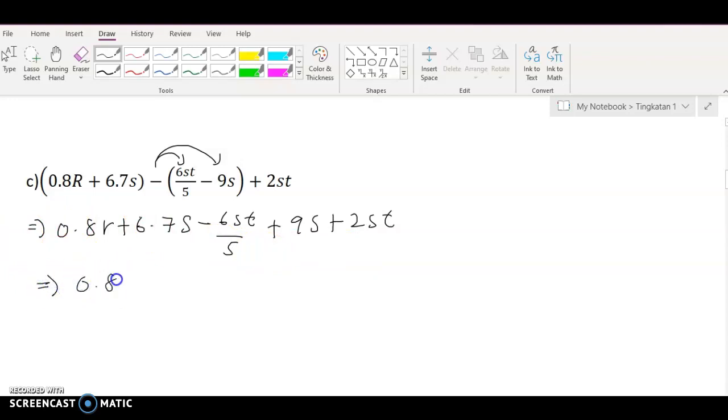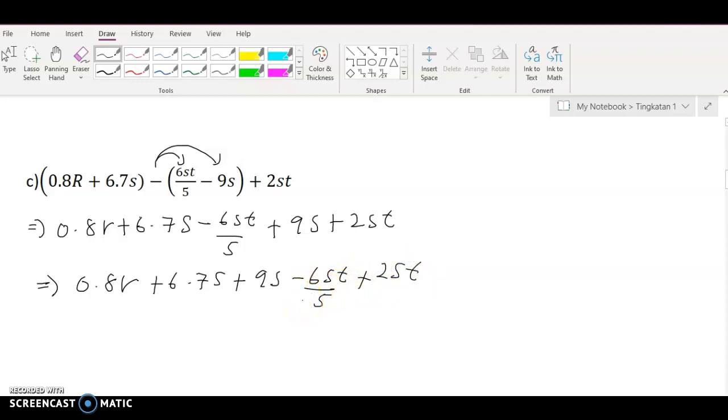So 0.8r. Do you have any r over there? Don't have. And then plus 6.7s. Do you have any s? Yeah, I get plus 9s. And then I have negative 6st divided by 5 and then plus 2st.